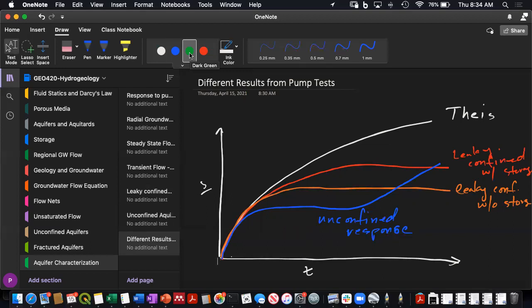All right, so now we're going to talk about how we actually use at least the type curve method to calculate the hydraulic conductivity, transmissivity. So we're going to calculate the transmissivity. We can get then hydraulic conductivity if we know the thickness, all right? And then we'll calculate the storage coefficient.